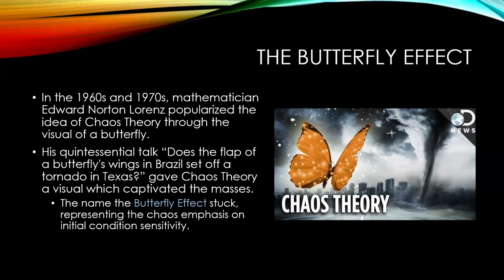And this is where the idea of the butterfly effect originated. In the 1960s and 1970s, mathematician Edward Norton Lorenz popularized the idea of chaos theory through the visual of a butterfly. His quintessential talk, Does the Flap of a Butterfly's Wings in Brazil Set Off a Tornado in Texas, gave chaos theory a visual which captivated the masses. The name the butterfly effect stuck and represents the chaos related to initial condition sensitivity. The idea being something as tiny as a butterfly flapping its wings could have monumental effects on the weather. How much of an effect? Well, it's hard to say. And that's where the long-term effects are often difficult to see.